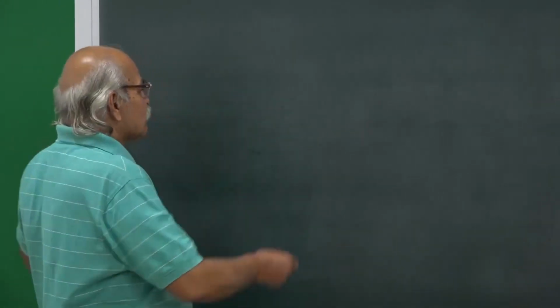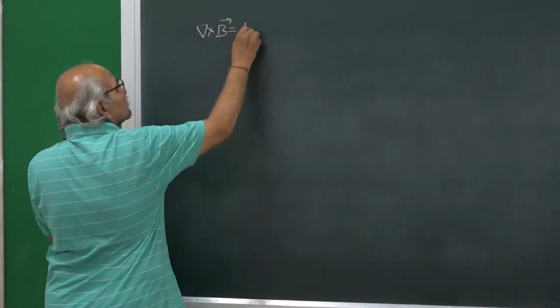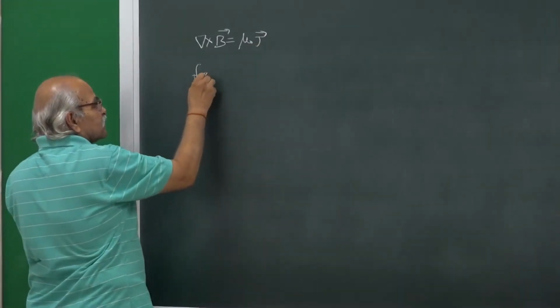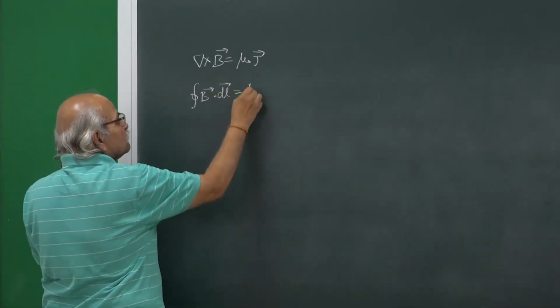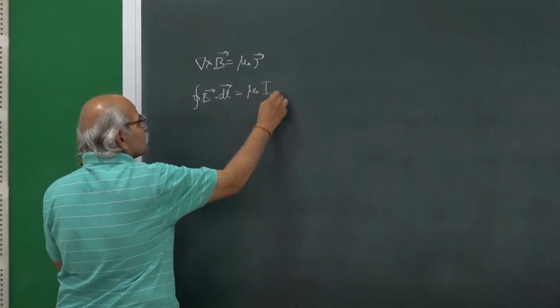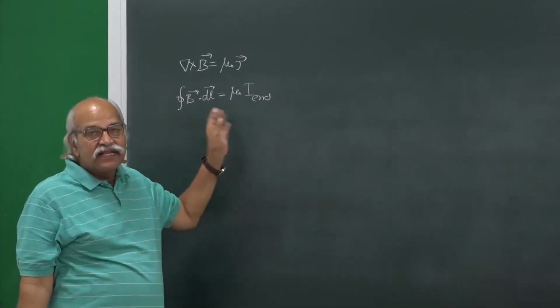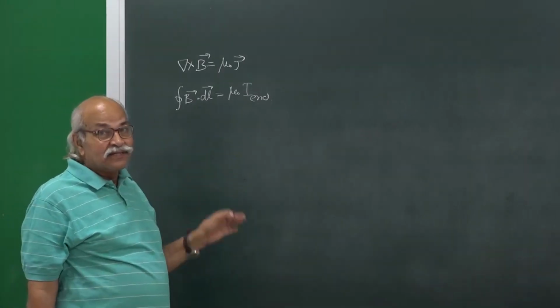So Ampere's law in differential form is curl of B equals mu naught J. And in integral form, it is the closed integral of B dot dl equal to mu naught times I enclosed. Now, this equation is perfect and is very useful in finding the magnetic field due to some current distributions.